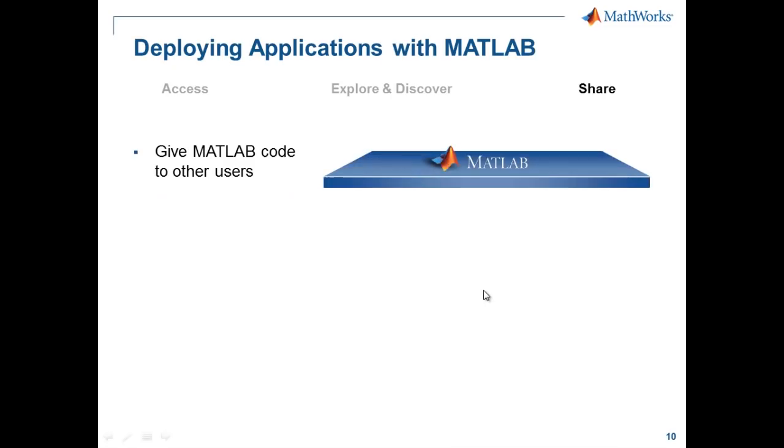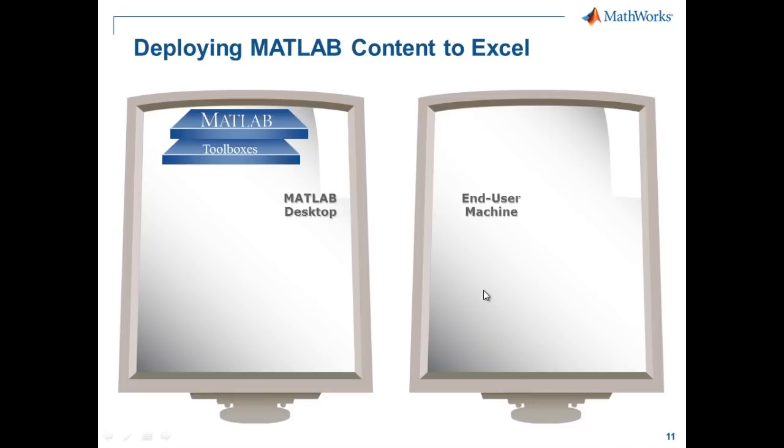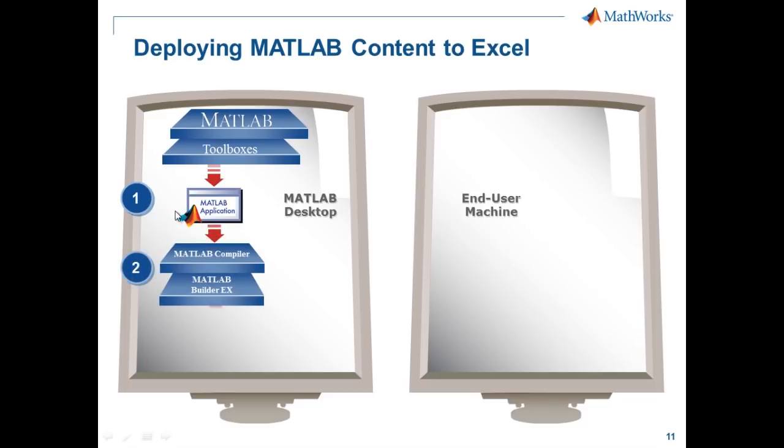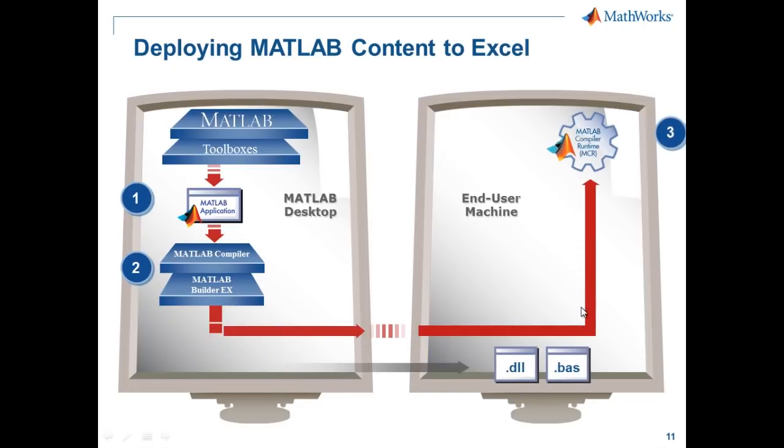So how does that compiler process work? Well, to start, simply build your application in MATLAB as you normally would. It could be graphical, or it could simply be a collection of functions. Then you need to pass it through the MATLAB compiler, or if you're going to Excel, the Builder EX as well. And out the other end come the components that you need. One of the great things about the Builder EX is you don't need to write any VBA code. In fact, you don't need to write any code outside of MATLAB at all in order to use it. You can then give it to anyone else that you want.